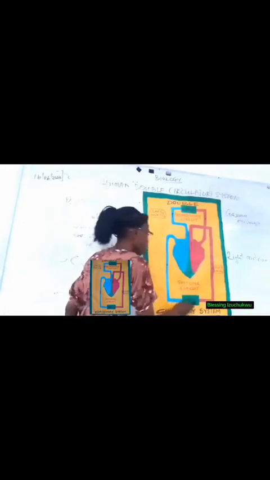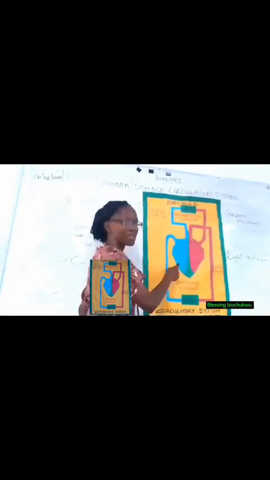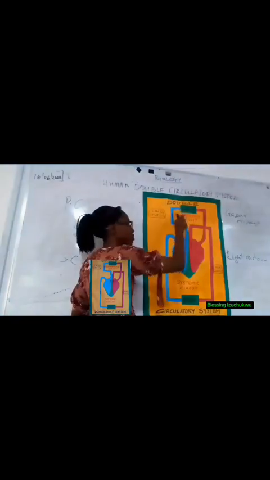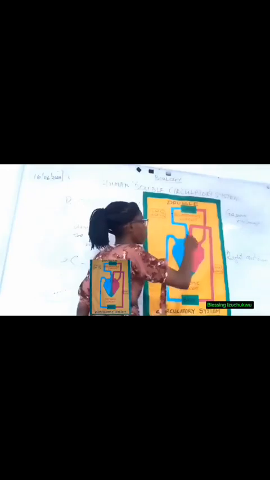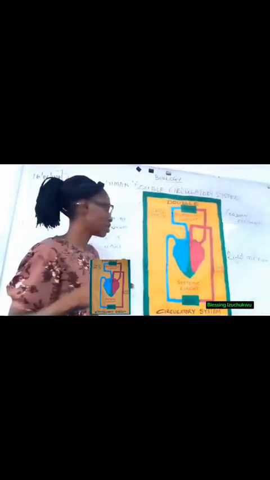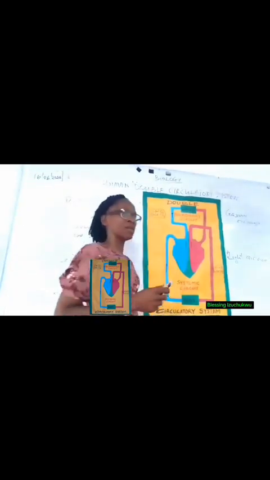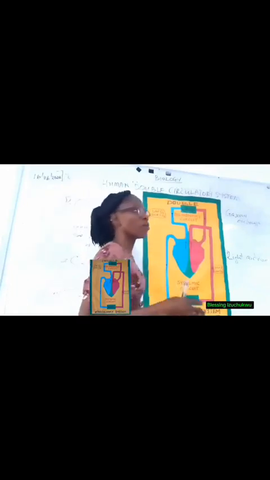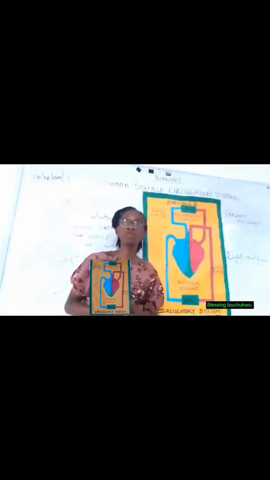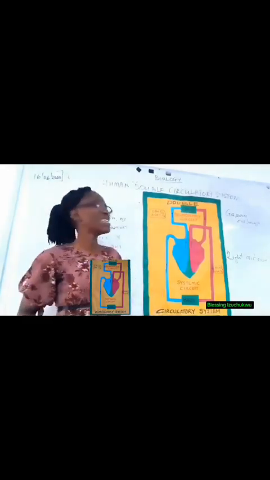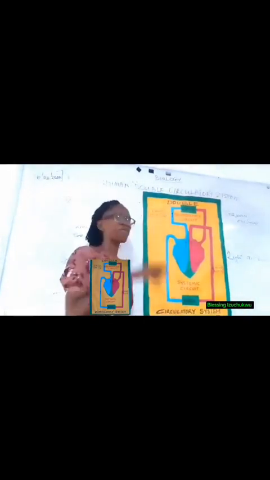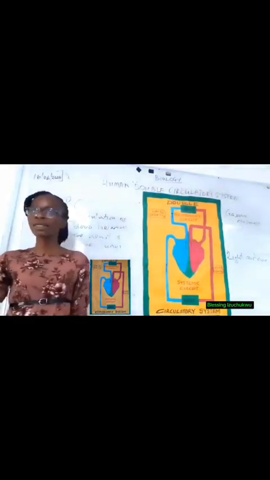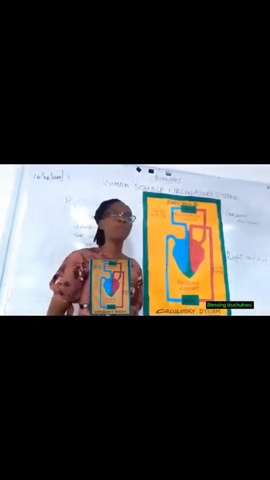Number one, when it returns from the body parts, it enters the heart, then it goes to the lungs, then it goes from the lungs to the heart again, before it is pumped to the body parts. So that makes it two times that the blood passes through the heart. That is why when blood makes a complete circulation in the body, it passes through the heart. So I can rephrase that to say blood passes through the heart twice when it makes a complete circulation.